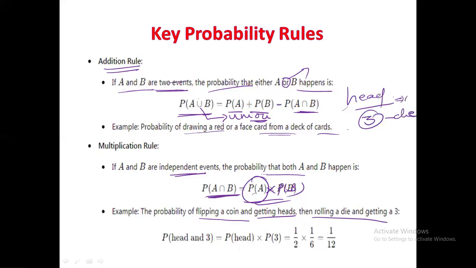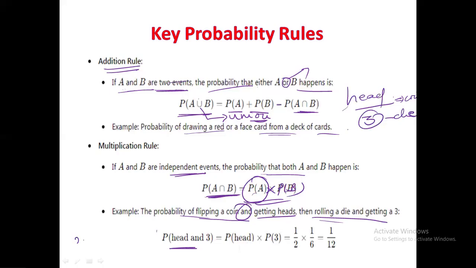Okay, in the coin we wanted to get head. So two events we are using. Here, how you have to write is the probability of flipping a coin and getting heads, and then rolling a die. So probability of head and 3 is equal to probability of head times probability of 3.